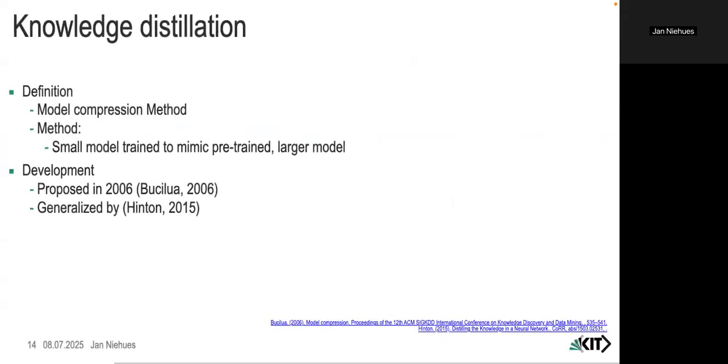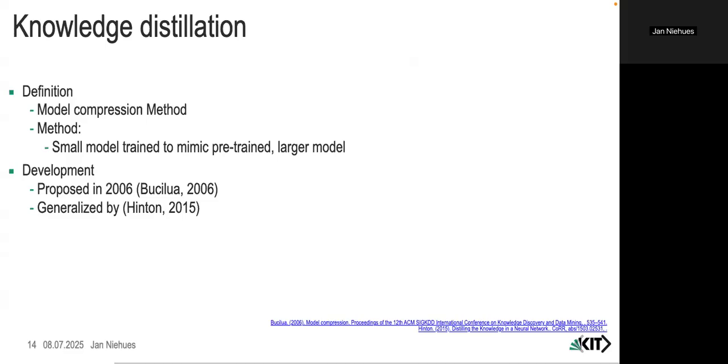Okay, so knowledge distillation is one idea of what is called model compression. That's what we're covering here: looking at how we can make a big model smaller. The method is that we train a small model to mimic what a pre-trained, very large model has done. The idea is already a bit older; the first idea was proposed in 2006, and the most famous is the paper from 2015 by Hinton, where they tried to generalize the idea of knowledge distillation.